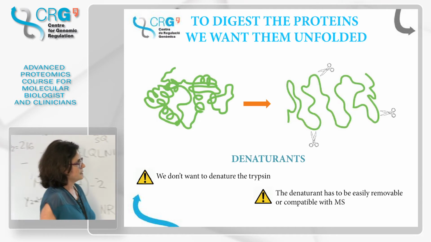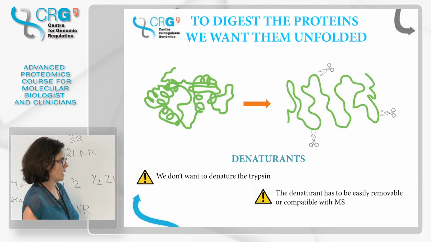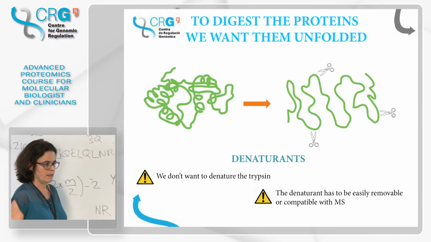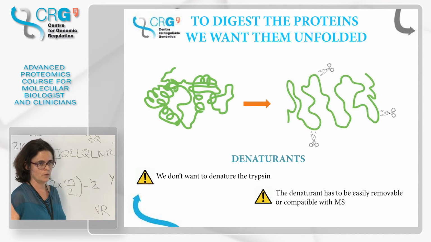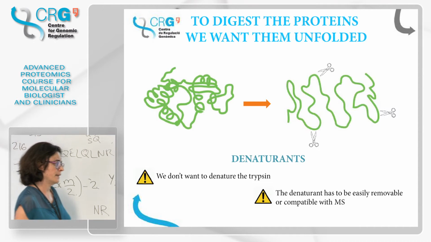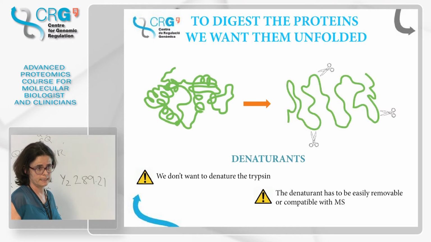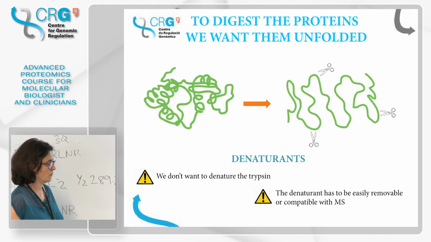Okay, so to digest the proteins, we want them unfolded. Why? Because if not, the enzyme does not have a place to cut. To make the cutting points available to the enzyme, we need to denature the protein. But we need to be careful because the denaturant that we use needs to be compatible with trypsin. If we put too much denaturant, we are going to denature also the trypsin, which is a protein, and it's not going to work. And we also need the denaturant to be removable before the analysis with MS, because they are generally very incompatible with mass spectrometry analysis.